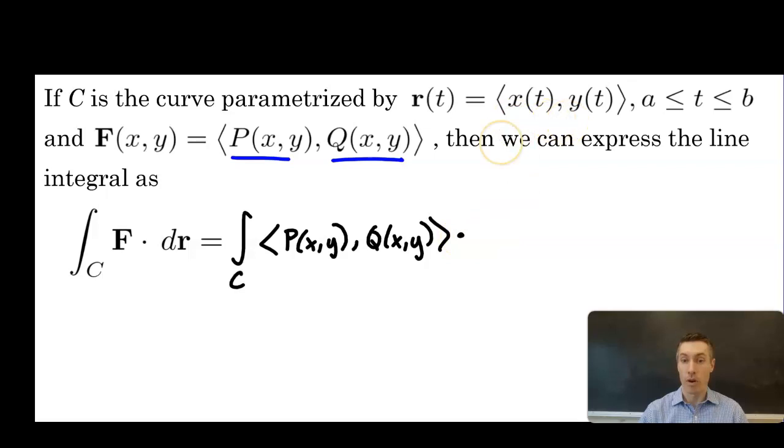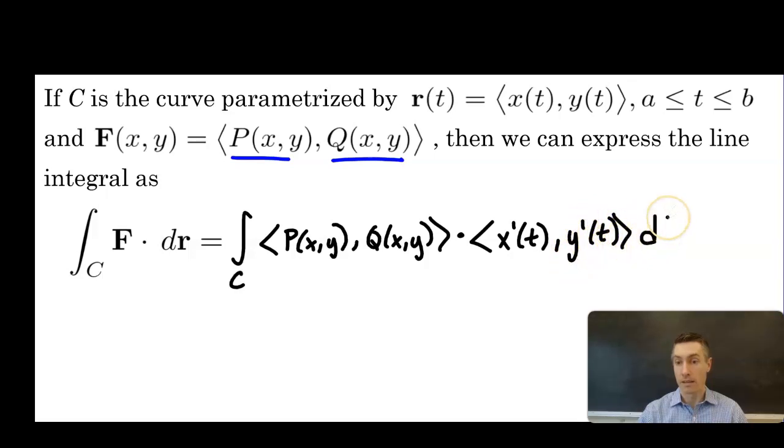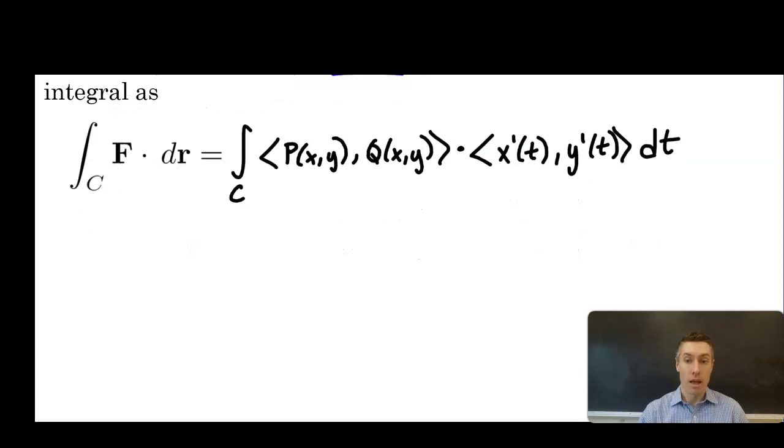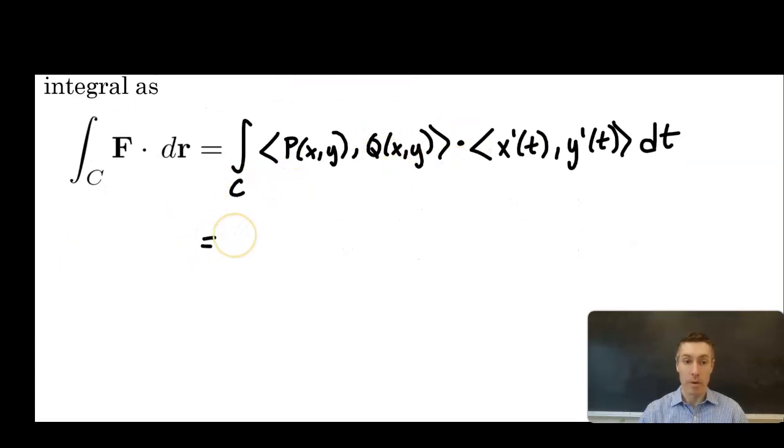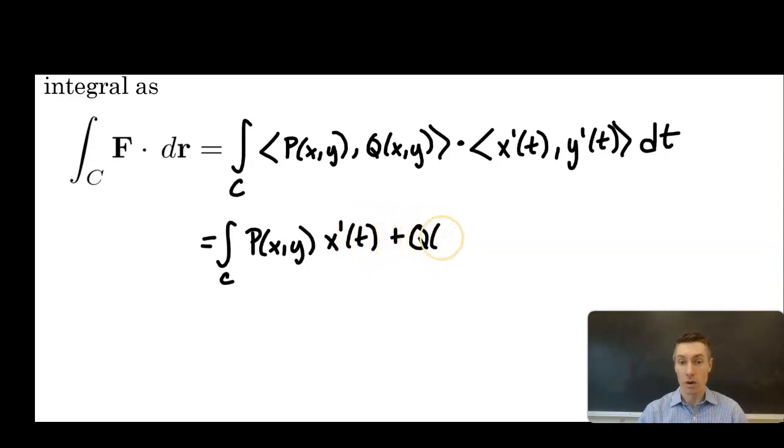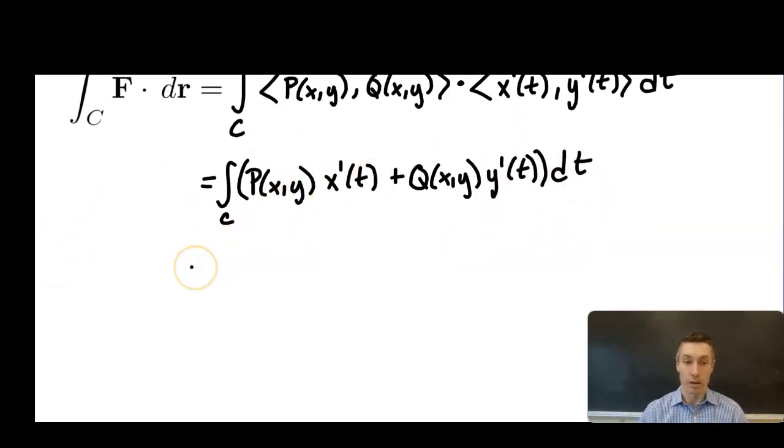And then we're going to dot it with r prime of t, which is x prime of t, y prime of t, and then dt. And then if we evaluate this dot product, we're going to get the integral along c of p of x y, x prime of t, plus q of x y, y prime of t, dt. And then we can distribute the dt to both terms here, and you'll see why.